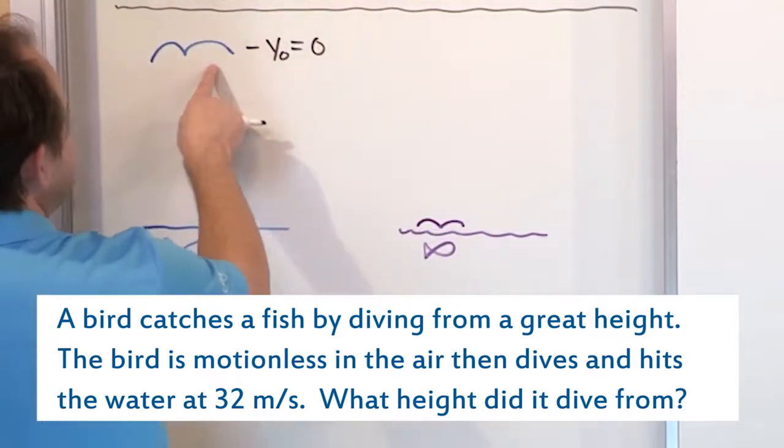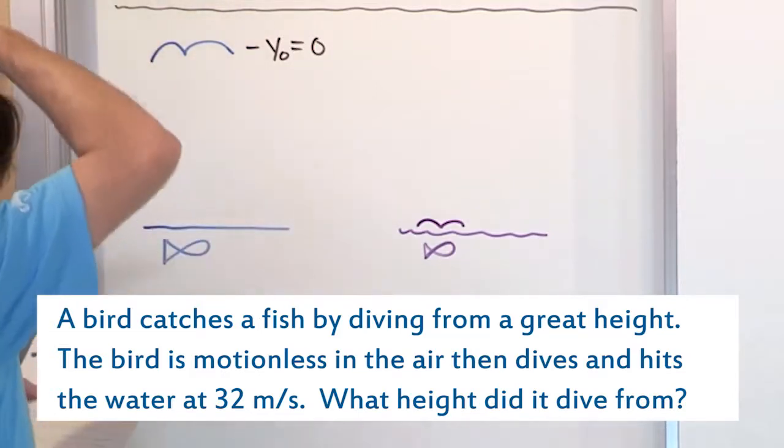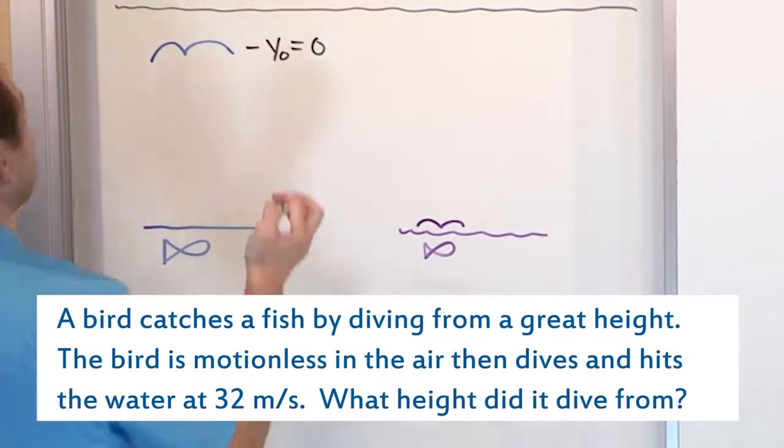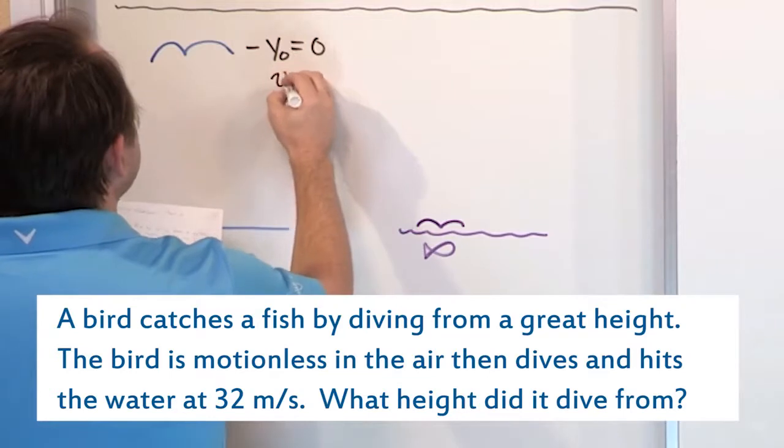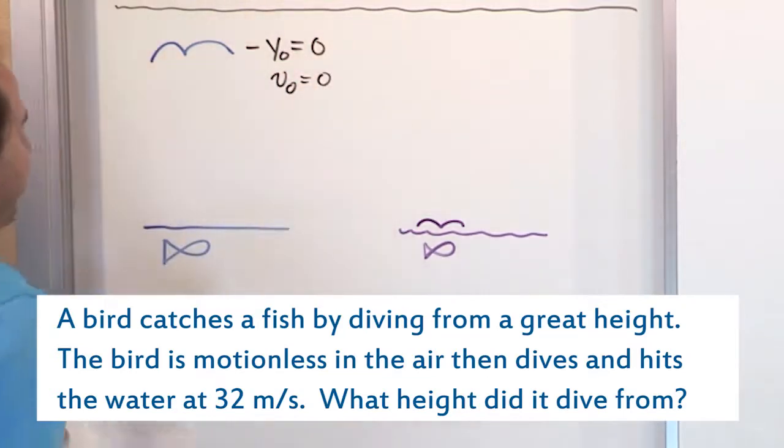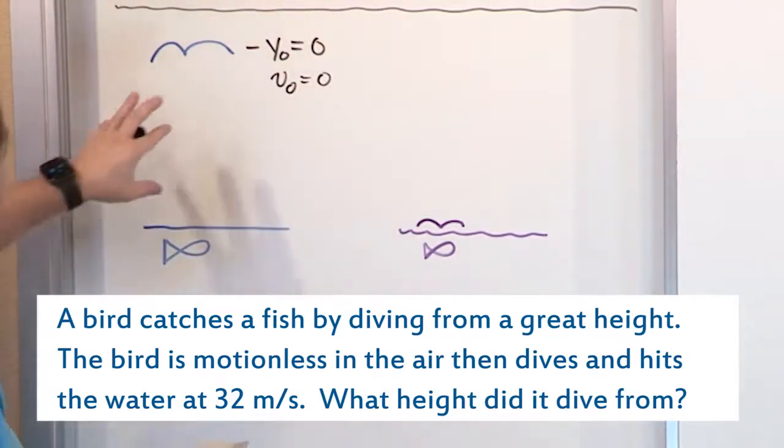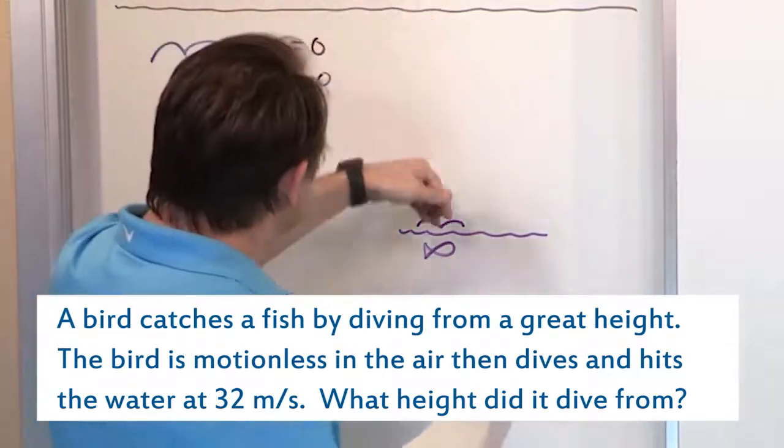Now the initial velocity when the bird is in the sky, it says the bird is motionless in the air and then it starts its dive. So the initial velocity is also equal to 0 meters per second. All right, so that's about what we know in the starting point. And then when the bird gets down to the bottom, what do we know?